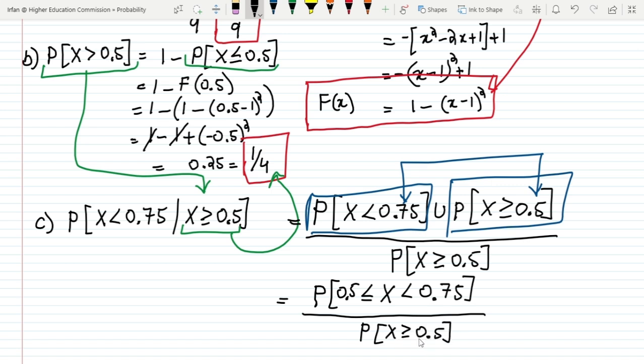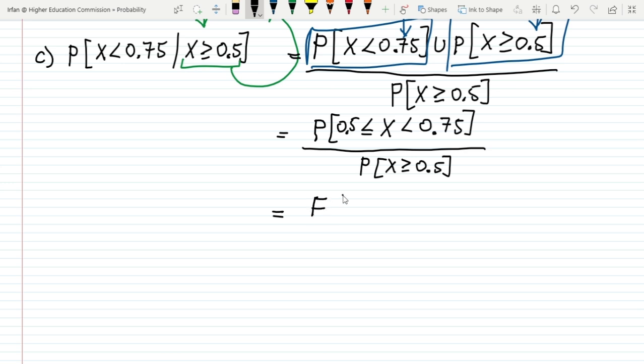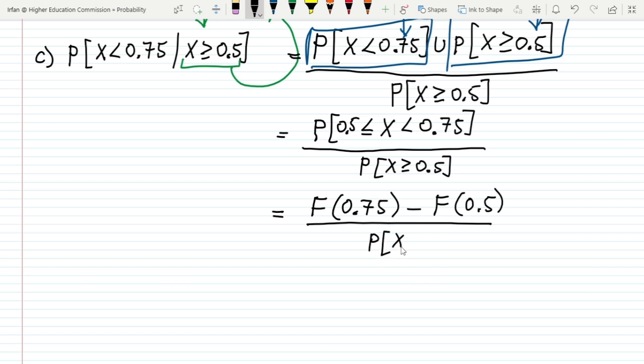Okay, I already know the value of this one, so let me solve the other one as well. So now finding the limits here, I can very easily find this limit by using the CDF, and it would be F of 0.75 minus F of 0.5. Okay, and dividing it over the probability that x is greater or equal to 0.5. Now here we can very easily see that these are the limits.